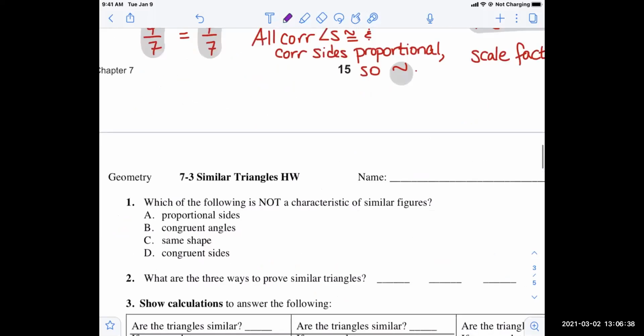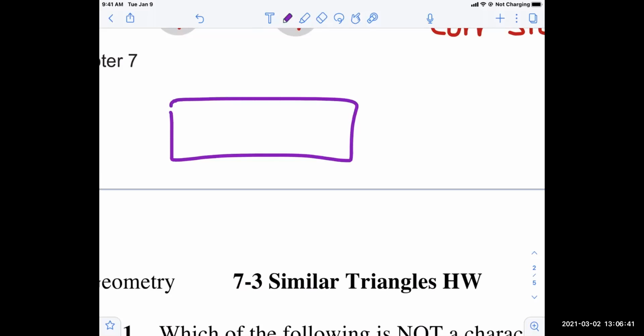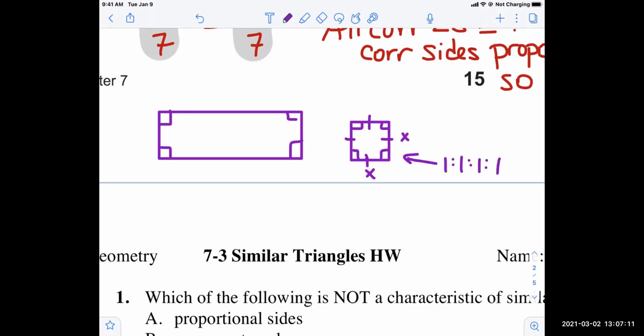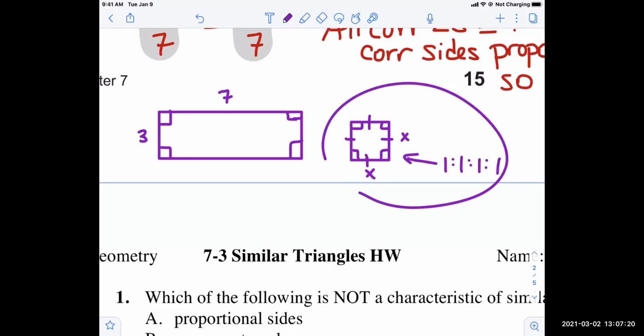Well, here's a rectangle. And here's a rectangle. Are those going to be similar? If this is a square, what is the ratio of the sides? Actually, let me do this. What's the ratio of the sides over here? It's a square. Yeah, this would be 1 to 1 to 1 to 1, right? If this is a rectangle that's not a square, let's say this is 3 and that's 7, is that going to be similar to this?